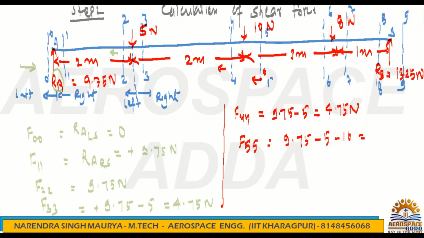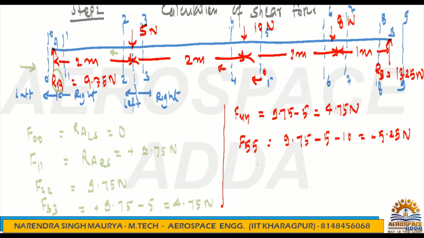So how much it is? 9.75 minus 15. So if you calculate this value, you will get minus 5.25.